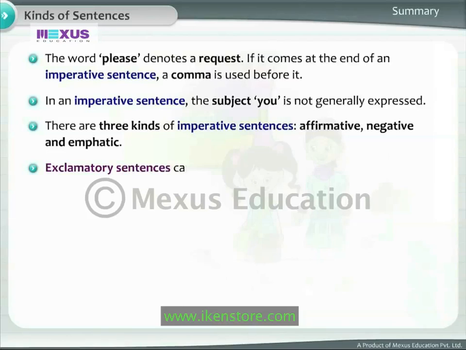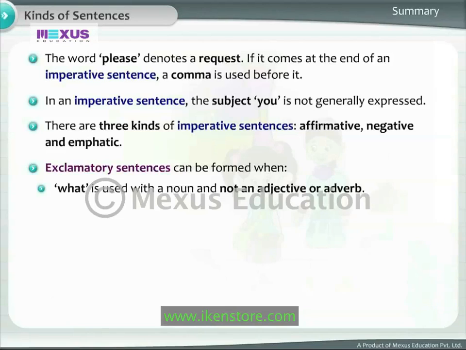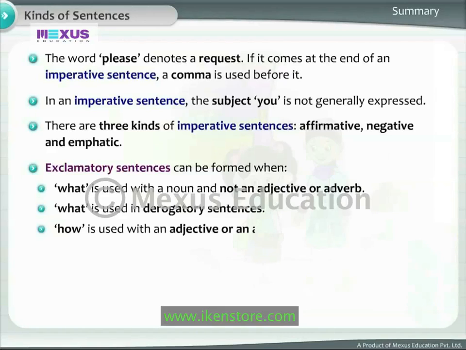Exclamatory sentences can be formed when what is used with a noun and not an adjective or adverb. What is sometimes used in derogatory sentences. How is used with an adjective or an adverb. Exclamatory sentences utilize an exclamation mark.